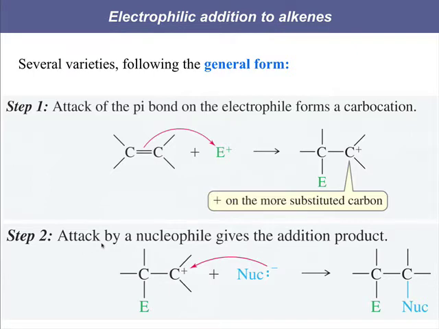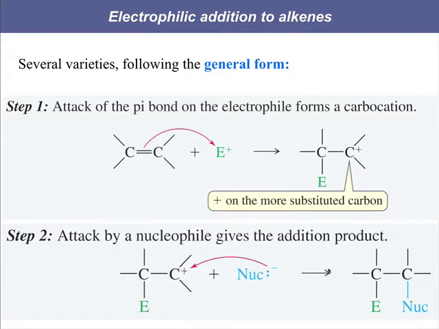In the second step, there will be some nucleophile in our solution that will add in to that positively charged carbon and make a bond to it, giving that carbon a 4th bond. So the big picture is that the two carbons that were participating in the double bond lose the double bond. The less substituted one gets the electrophile, the more substituted one gets the nucleophile.